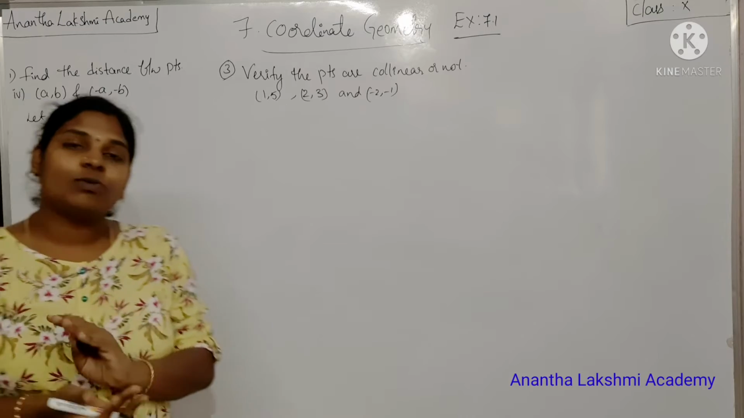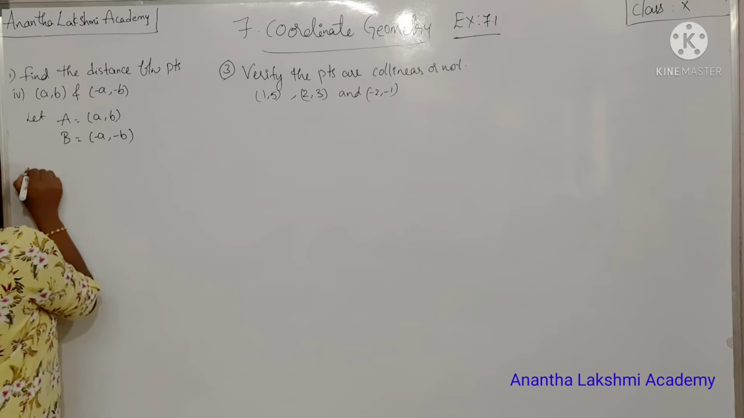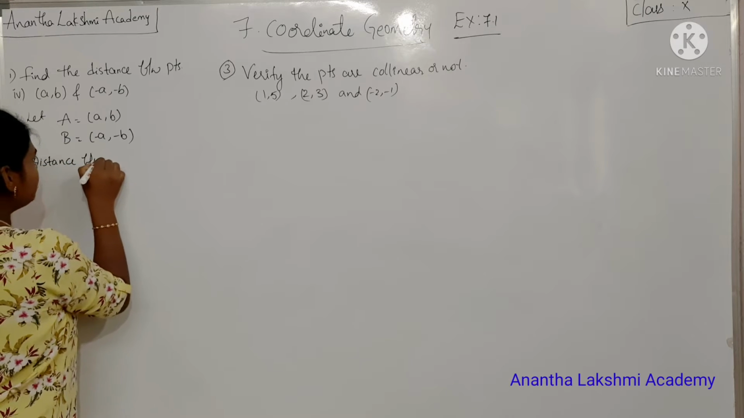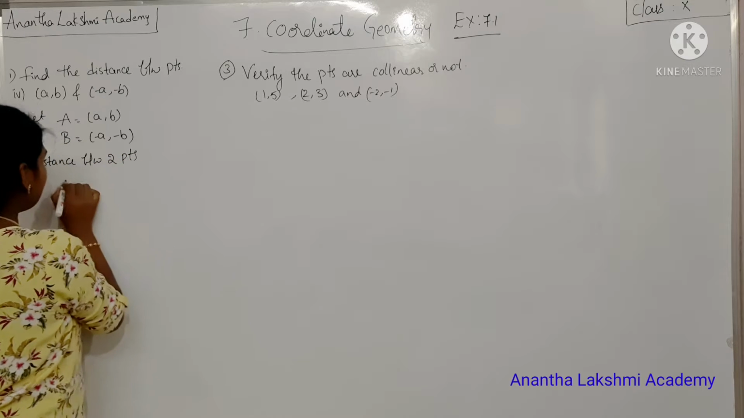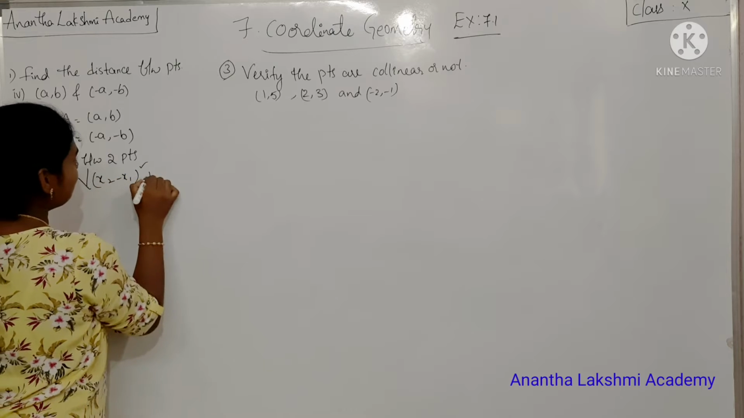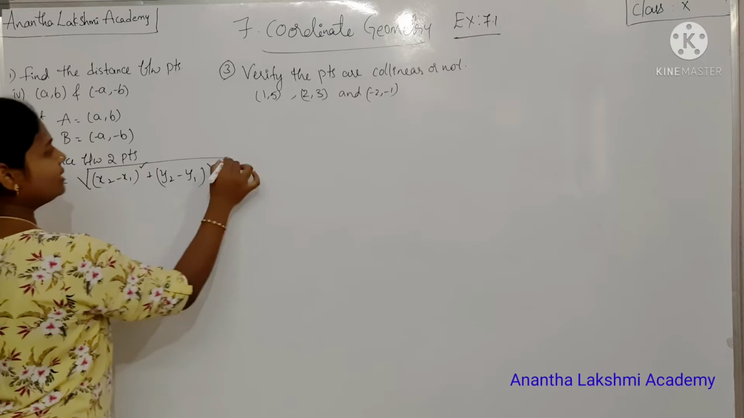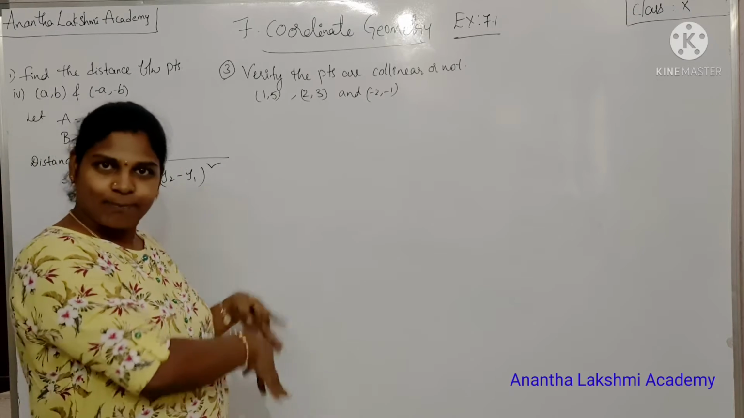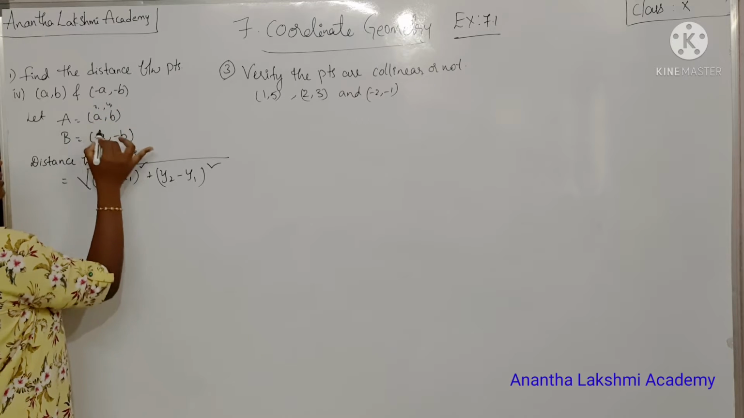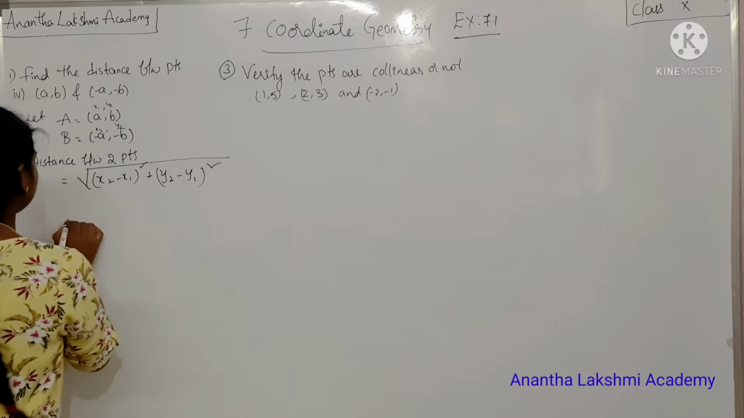What is the distance formula that we have learnt in the earlier session? The distance between 2 points is equal to the square root of (x2 minus x1) whole square plus (y2 minus y1) whole square. This is what we have learnt. Now let's apply the same formula. The first one is going to be x1, y1. The second one is going to be x2, y2. So let's replace those variables here.